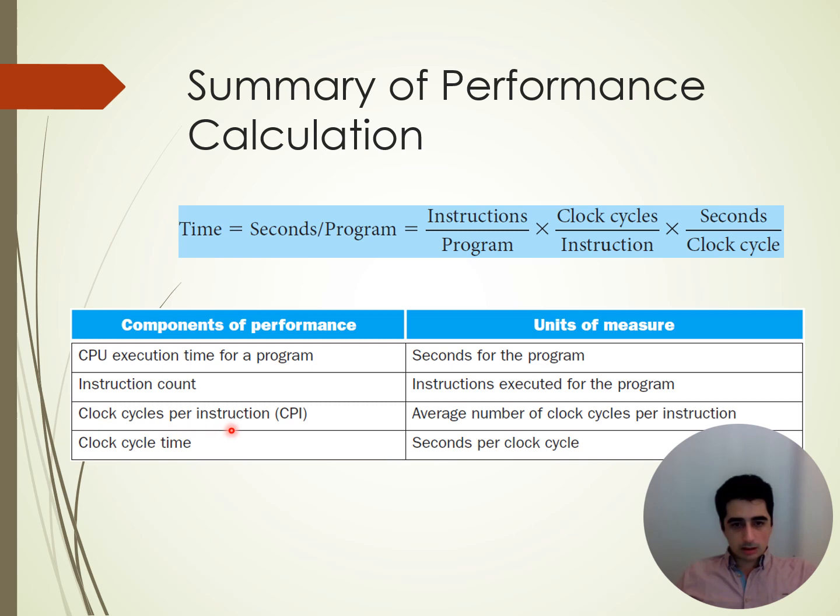The clock cycles per instruction, which is the CPI, is defined as the average number of cycles per instruction, and that's always a constant number without any specific measurement unit. And then the clock cycle time is in seconds. If it's in nanoseconds or picoseconds, you can convert it back to seconds by just multiplying it by 10 to the power of negative 9 for nano and negative 12 for pico, and that's how you can use the formula that I mentioned in this lecture.